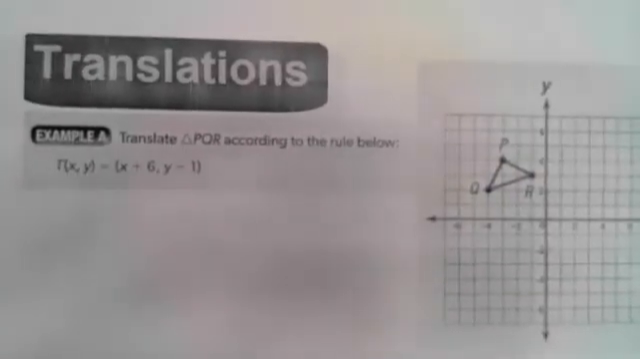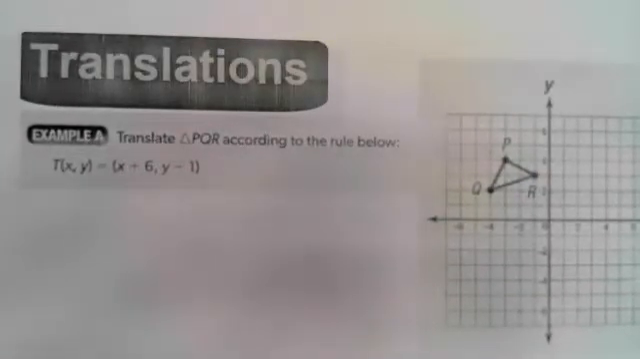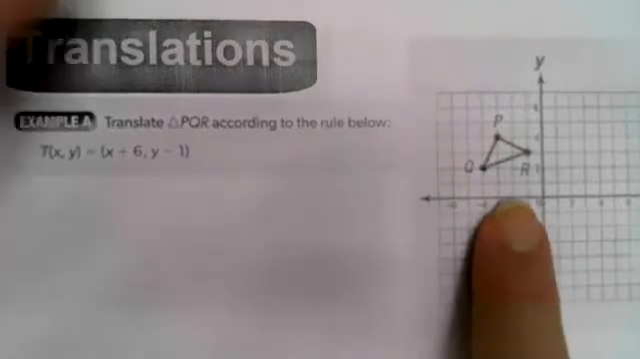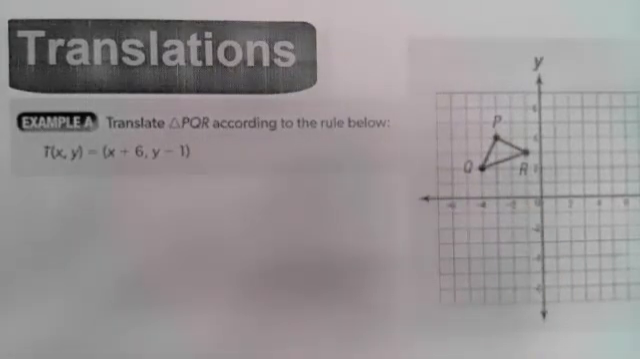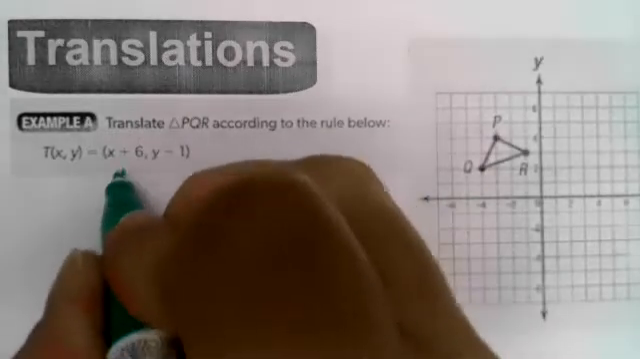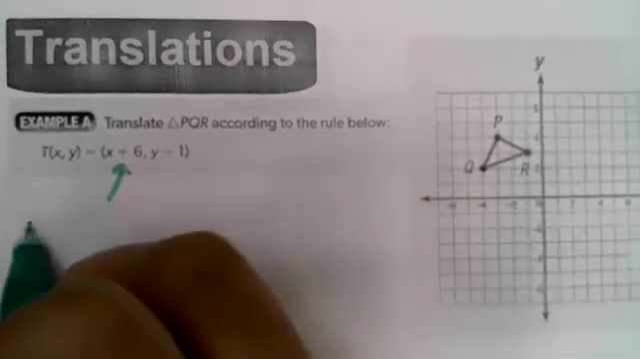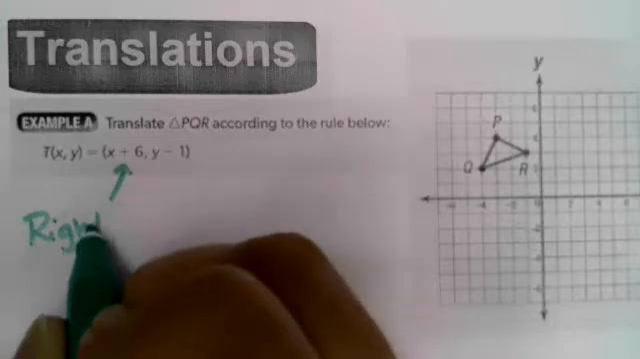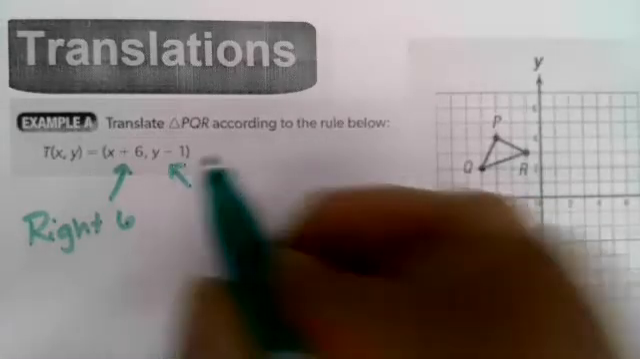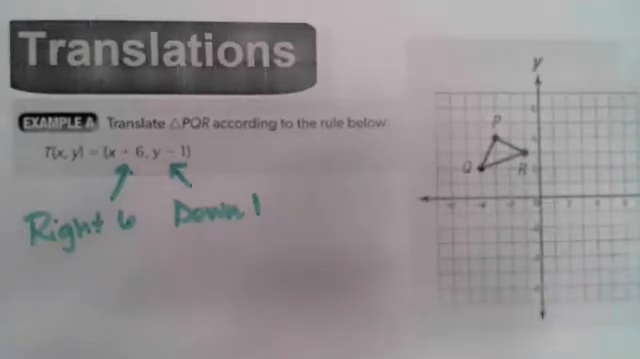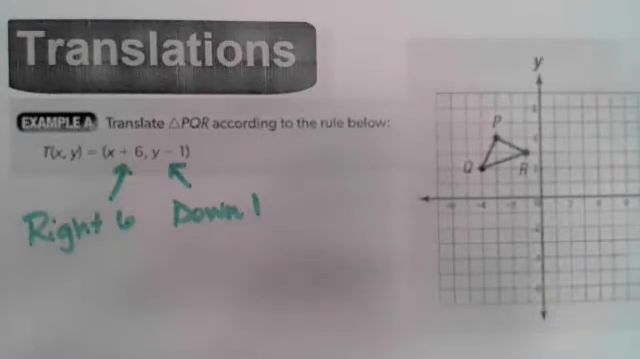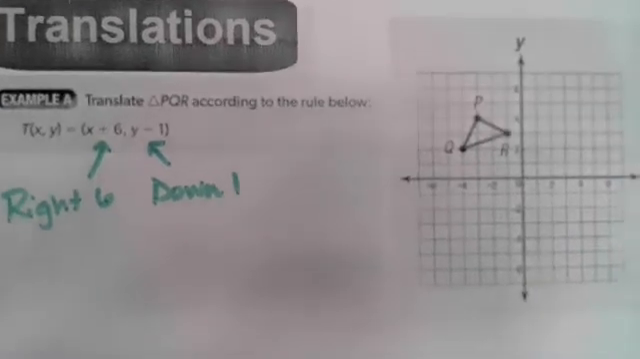All right, so here I have another example. And we are translating triangle PQR according to the rule. So this is given to me as a rule. I can write out the words for it. This +6 to my x means I'm going to go to the right 6. And this -1 with the y means I'm going to go down 1 with the y. So I'm going to do this one with the coordinates, and then I'm going to go back and plot them.